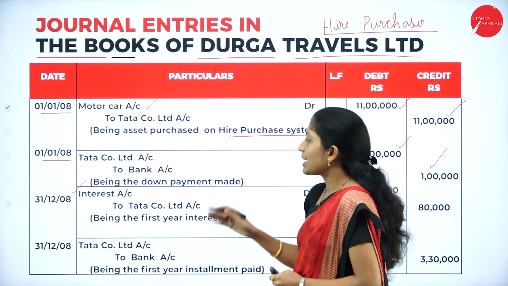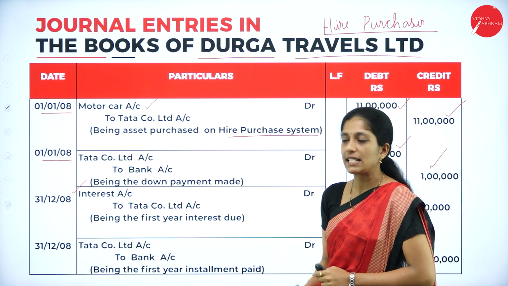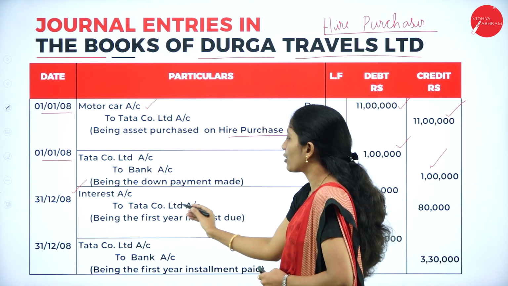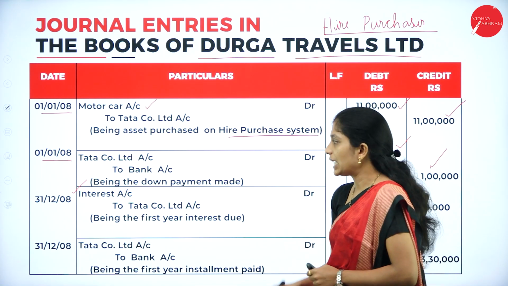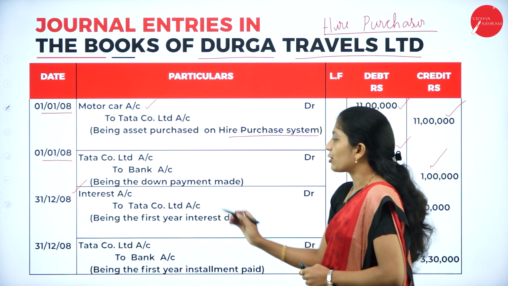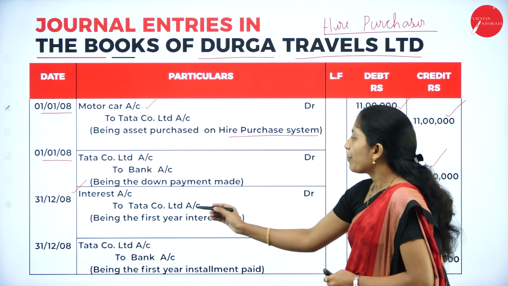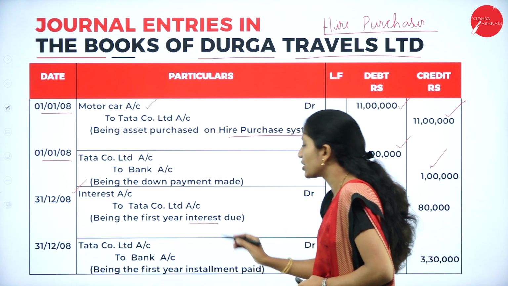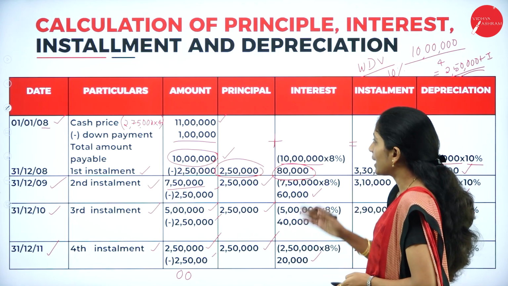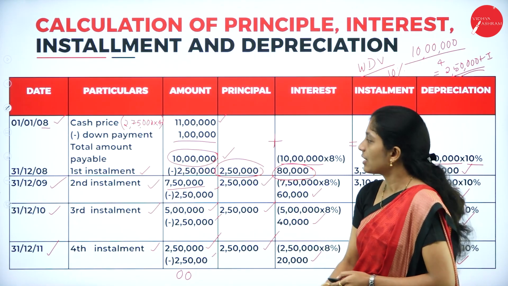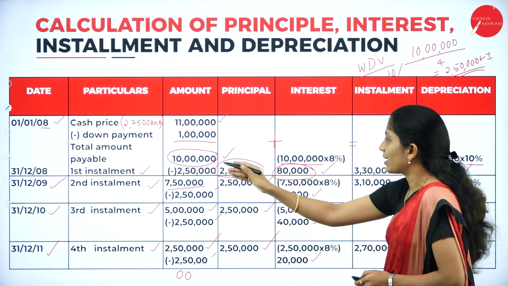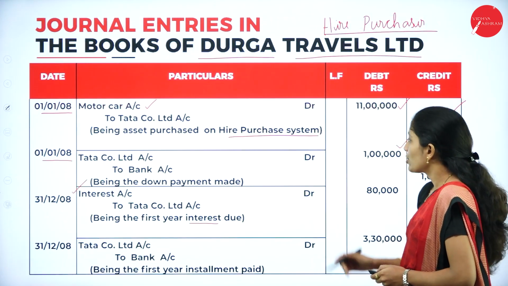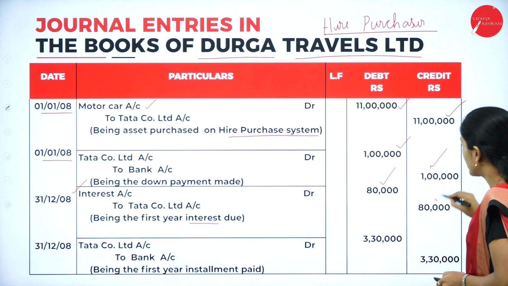Now your entry is for interest due. So what is the entry? Interest account debit to hire seller account. Now who is the hire seller here? Tata Company Limited. So interest account debit to Tata Company Limited account being the first year interest due. Now go through your table here. So now the table helps. So how much is the interest due in the first installment? How much? 80,000. So record that amount 80,000.